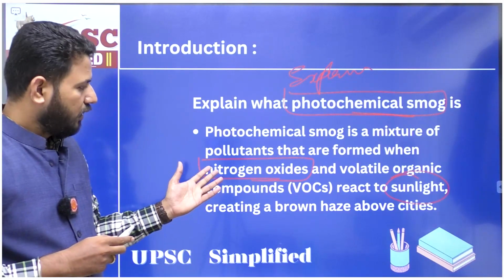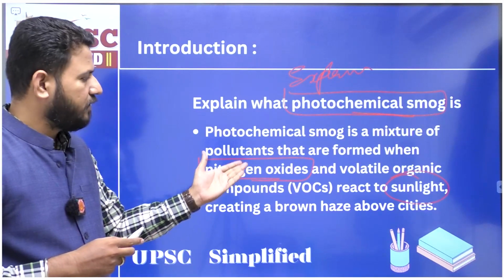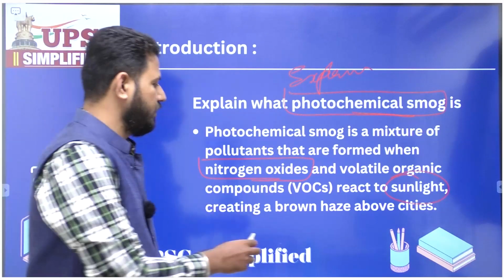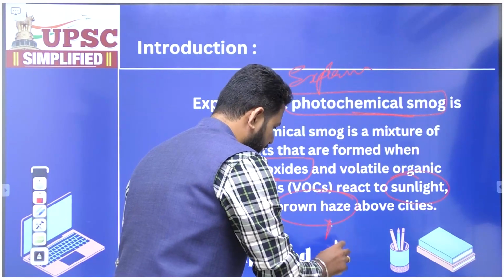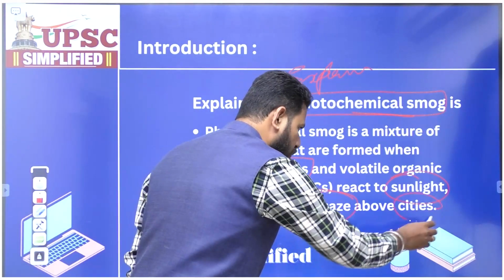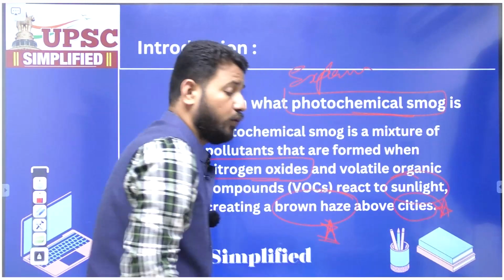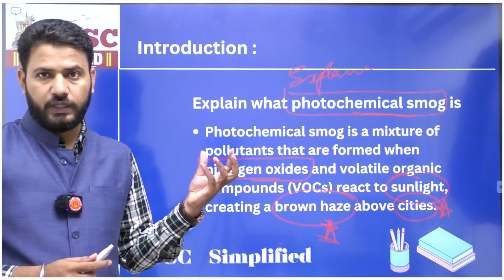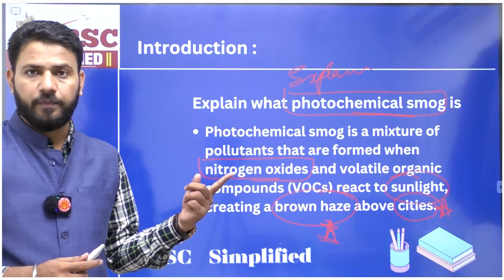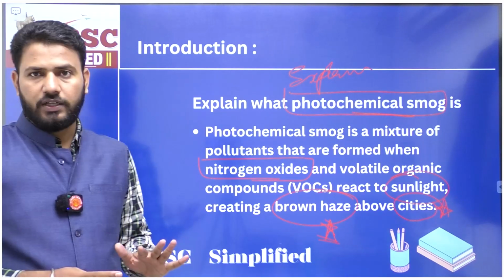So these pollutants react with sunlight, creating a brown haze above cities. Right, this brown haze is important again. Then mostly it is in cities. It is also known as summer fog. Photochemical smog is also known as summer fog. So this is how you start your answer.